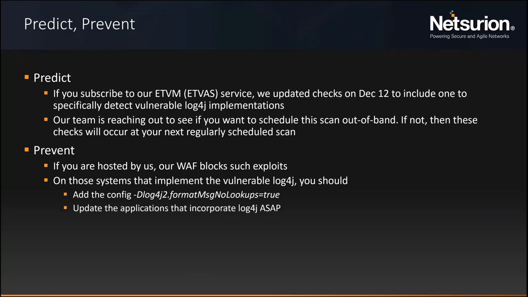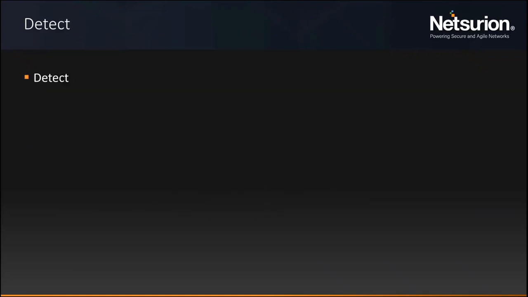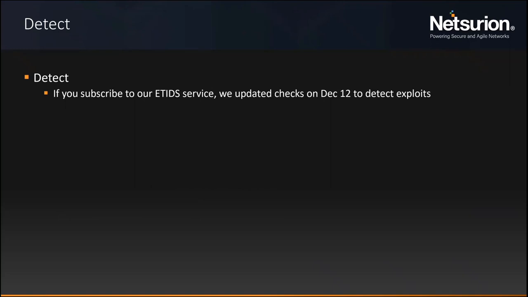Or if your application vendors have given you updates that incorporate the new Log4j library, which is 2.15, you could upgrade your applications, though that honestly is a longer road. What if you couldn't do either of these things and attacks are occurring, or did occur back on December 9th? Well, if you subscribe to our ETIDS service, we updated checks. We have new signatures available in those detectors, which will tell you if you've got these kinds of attacks going on.